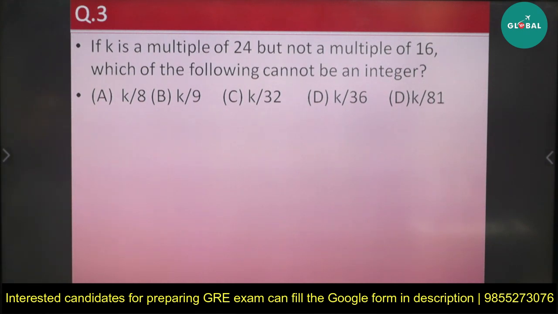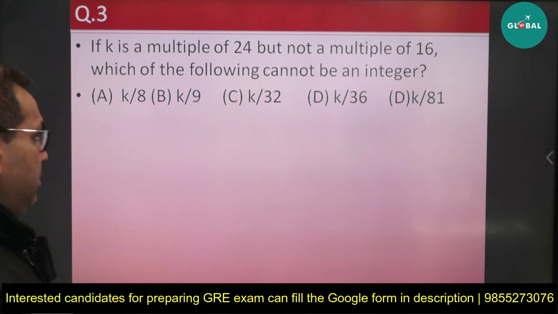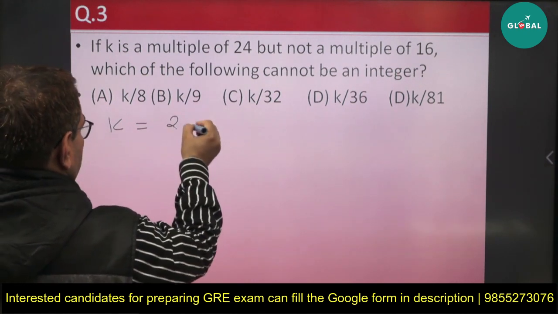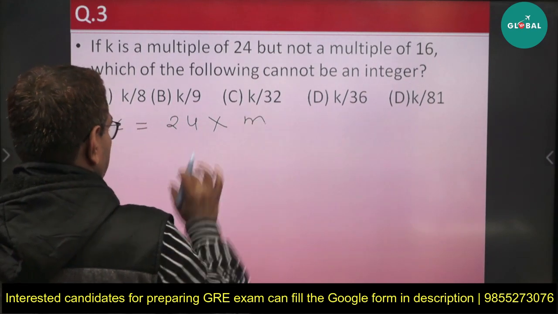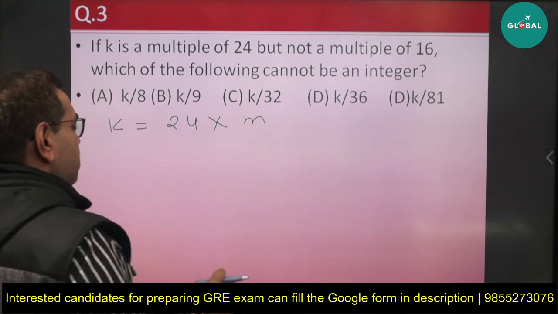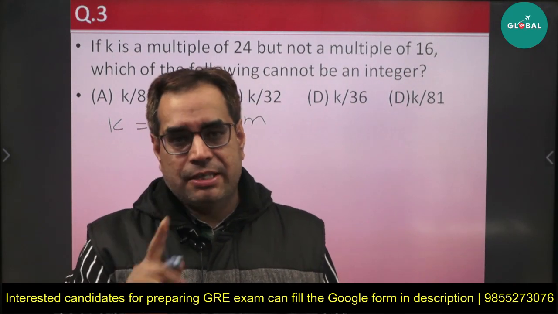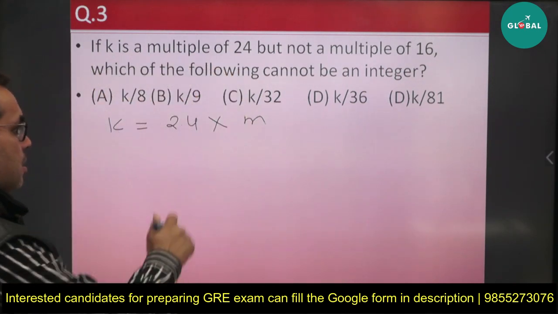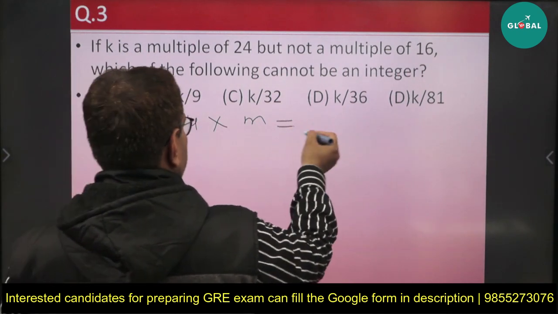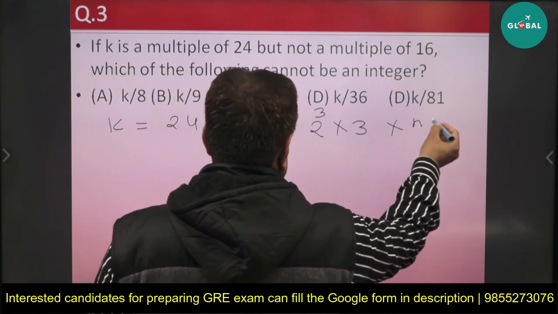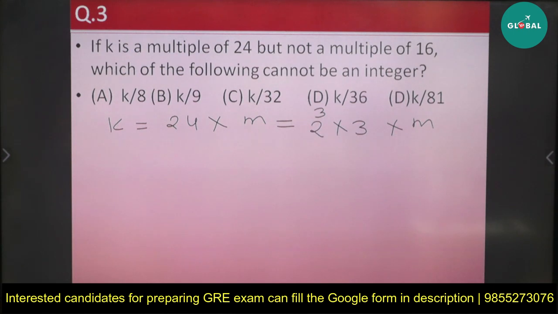Okay, so now let me explain you the solution of this problem. K is a multiple of 24, but not a multiple of 16, right? So K is a multiple of 24. So K is equal to 24 into some integer m. Now if we do the prime factorization, remember, prime factorization topic is really important for GRE exam, okay? So you have to prepare that prime factorization. So this 24 is 8 into 3, so 2 raised to the power 3 multiplied by 3 into m, okay? K is of this form, where m is any integer.